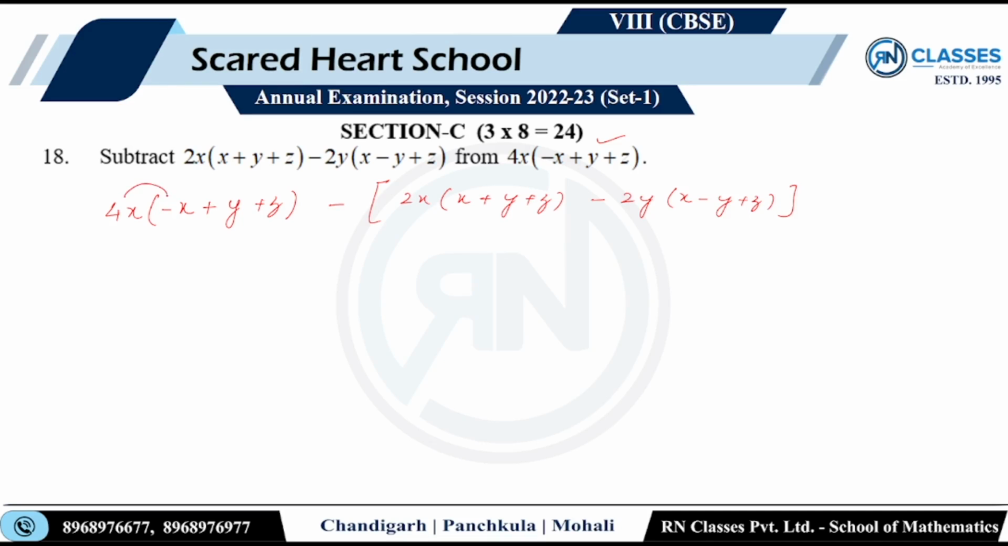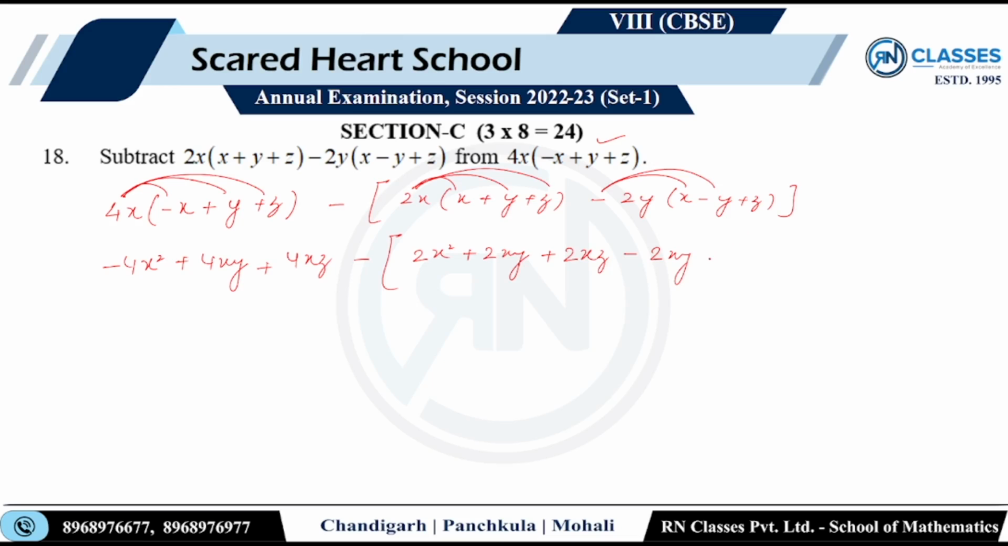So क्या लगाएंगे? डिस्ट्रीब्यूटिव प्रॉपर्टी minus 4x square. This would be 4xy and this would be 4z. Minus, यहाँ पे अंदर डिस्ट्रीब्यूटिव लगाएंगे 2x square. This would be 2xy and this would be 2z. Minus, this would be minus 2xy. This would be plus 2y square and this would be minus 2z.